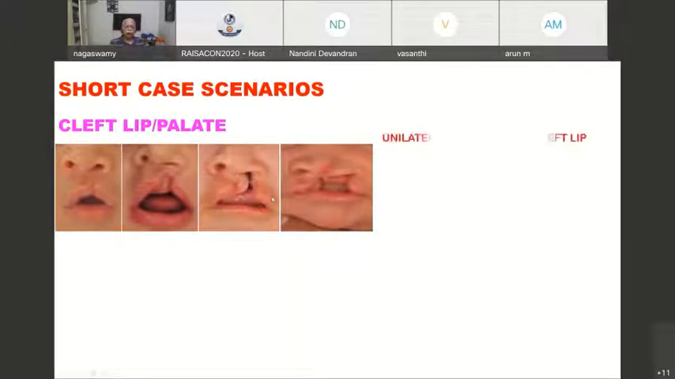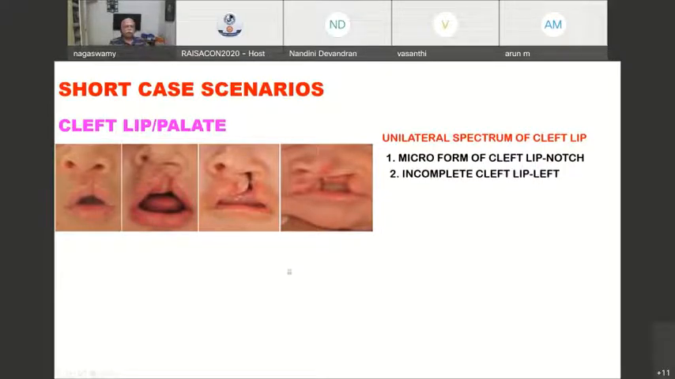So if you see, this is the unilateral cleft lip spectrum. So this is the microform, or what is called the notching. This is what is called the incomplete cleft lip, because it is not involving the alveolar bone or the nostril sill. This is complete cleft lip, and the alveolar bone, both the alveolus, are also involved.